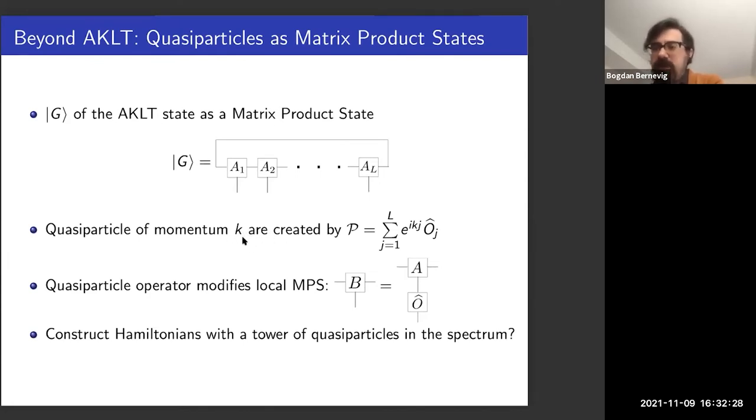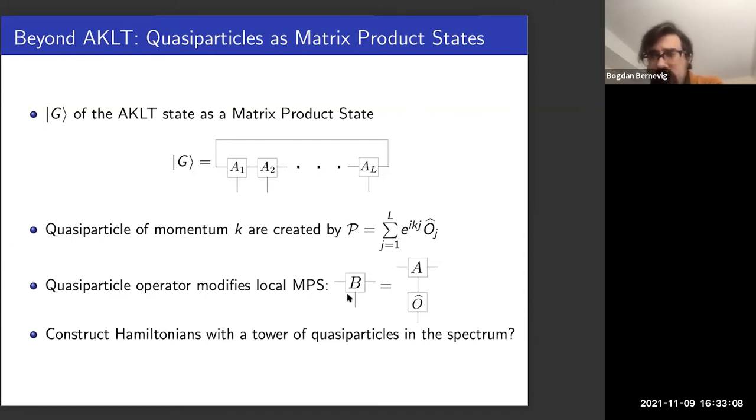And then you can create quasi-particles at momentum k, kind of excited states on top of this, by this operator. You act with some operator on site j, and this is the simplest quasi-particle that you can create. You put a momentum k, and acting with this operator modifies the MPS A matrix. In the AKLT case, it's translation invariant, so all the A's are the same. It modifies the A matrix by putting a matrix product operator on them, and you create this new B matrix, which is this operator O on the MPS matrix.